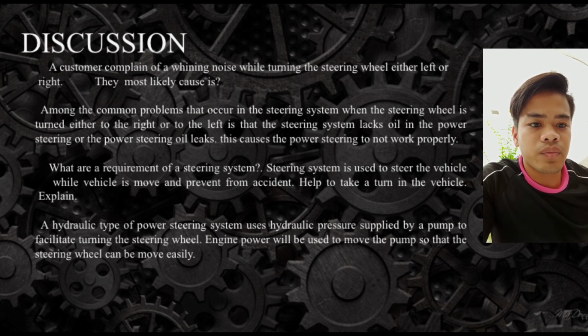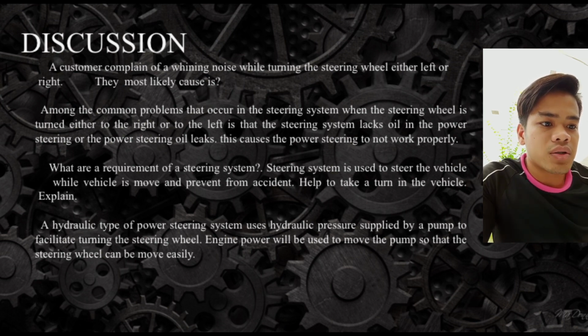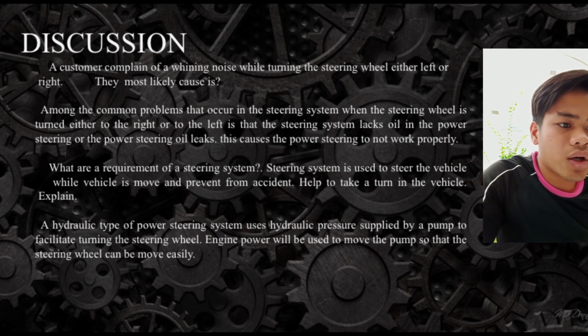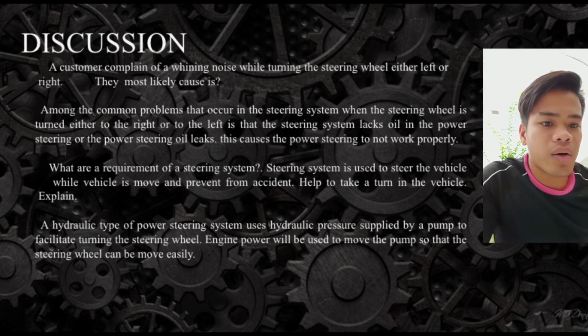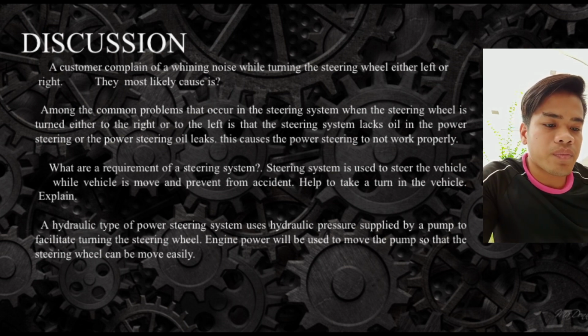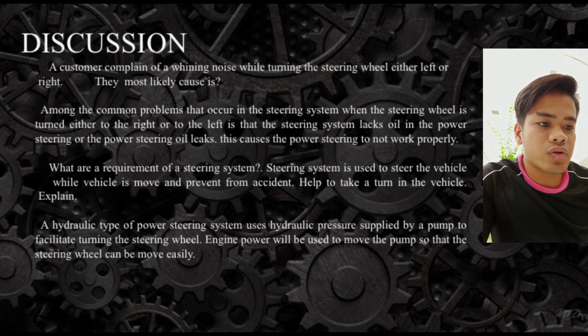Question number 2. What are the requirements of a steering system? The steering system is used to steer the vehicle while the vehicle is moving and to prevent accidents. For the answer, the hydraulic type of power steering system uses hydraulic pressure supplied by a pump to facilitate turning the steering wheel. Engine power will be used to move the pump so that the steering wheel can be moved easily.